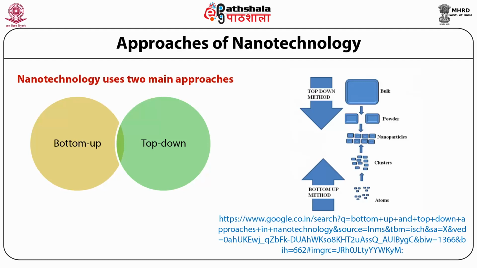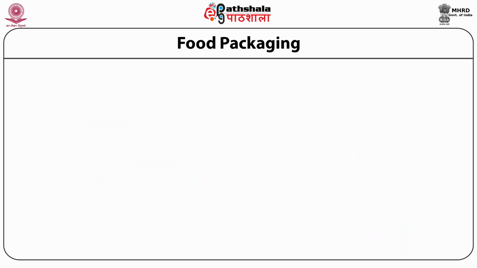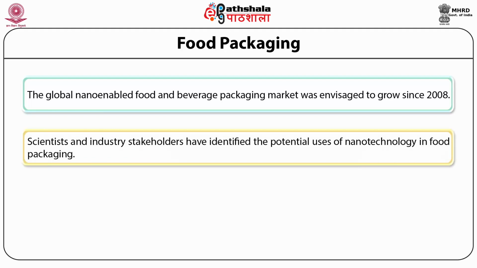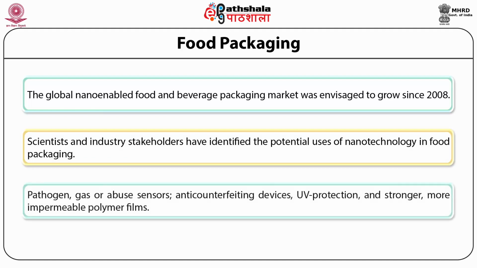In top-down approaches, as we studied in the preparation of nanoformulations, we reduce the size of a macromolecule, bring it to a nano dimension and enhance its properties. Talking specifically about food packaging, the global nano-enabled food and beverage packaging market was envisaged to grow since 2008. Scientists and industry stakeholders have identified the potential uses of nanotechnology in food packaging: pathogen, gas or abuse sensors, anti-counterfeiting devices, UV protection, and stronger, more impermeable polymer films are the realm of nanotechnology in food packaging.